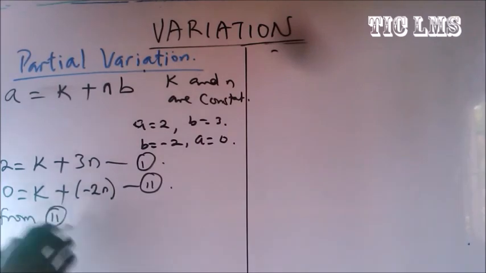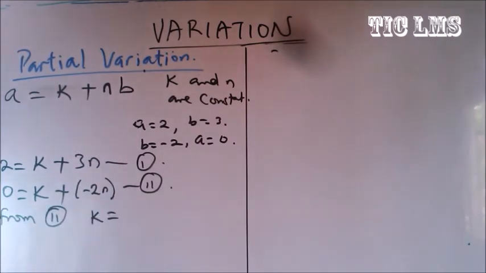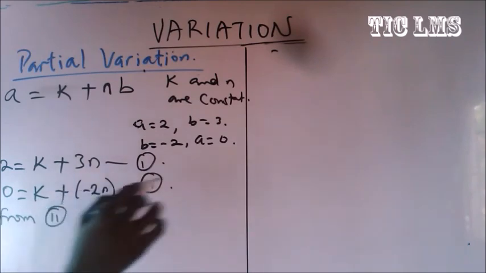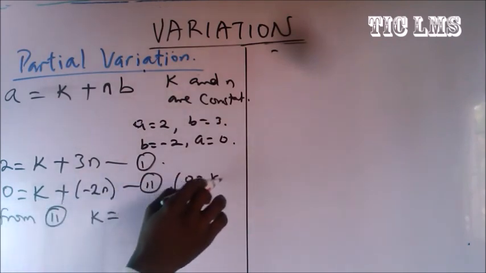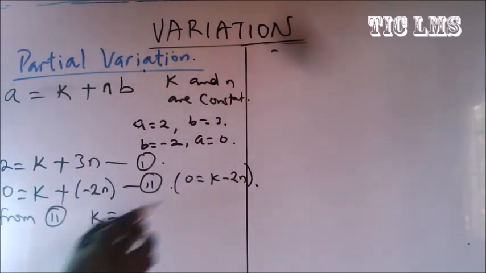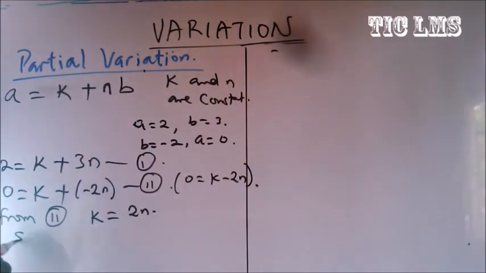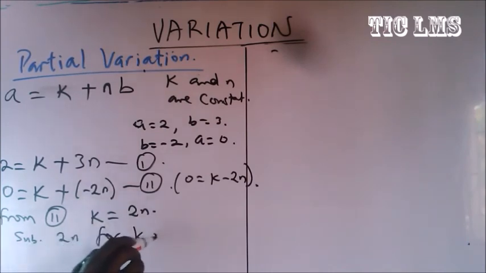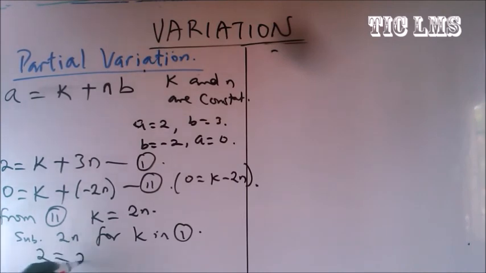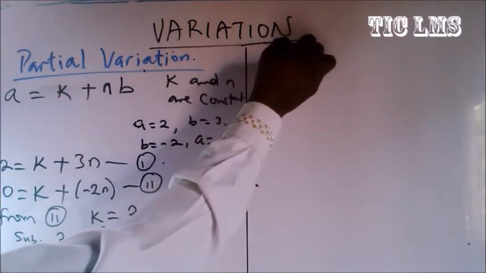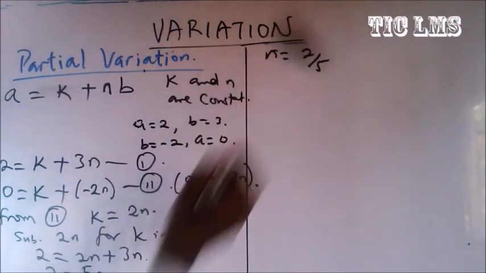From equation 2, we could make K the subject of formula. This particular one means 0 equal to K minus 2N. So making K the subject, it will become K equal to 2N. So substitute 2N for K in equation 1. So we have 2 equal to 2N plus 3N. So we have 2 equal to 5N. Then N equal to 2 over 5.